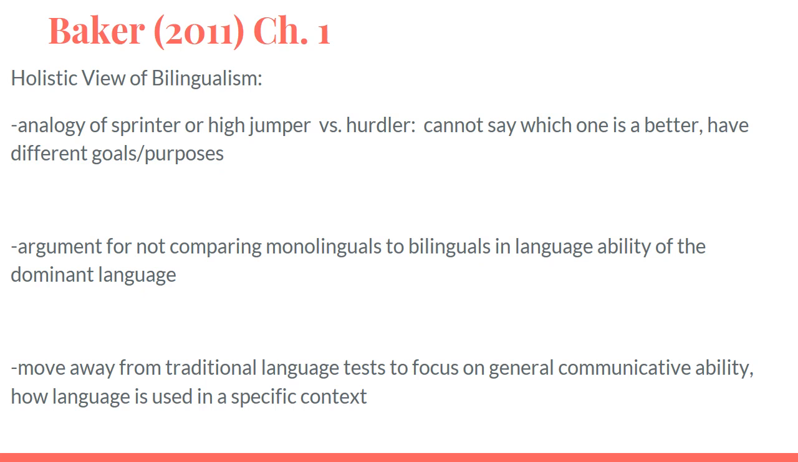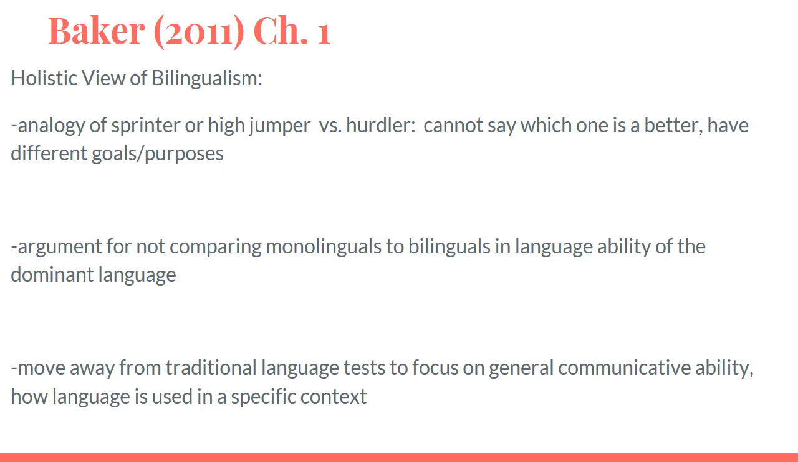Baker then goes on to describe the holistic view of bilingualism. So the fractional view is what we talked about first. That was the negative, glass half empty, deficit mindset kind of thinking with bilingualism, where people have two different selves. They have their native language self and they have their English self, and they do not interact.